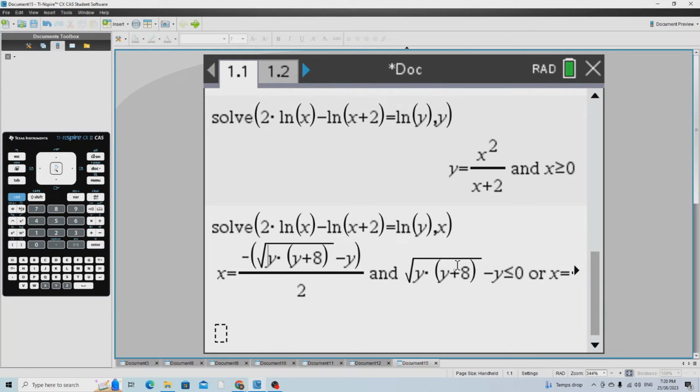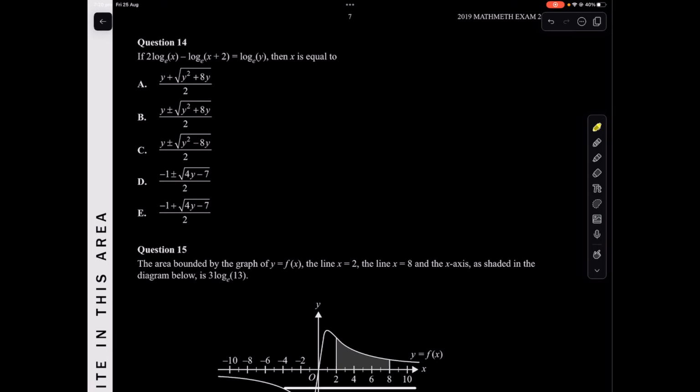Is there any domain that we need to restrict? Really, if you look at log over here, like it says log y, we know that inside this log, it must be positive. So y must be greater than 0.